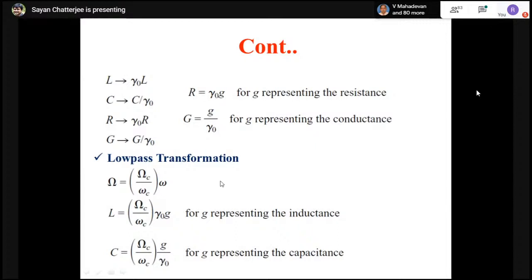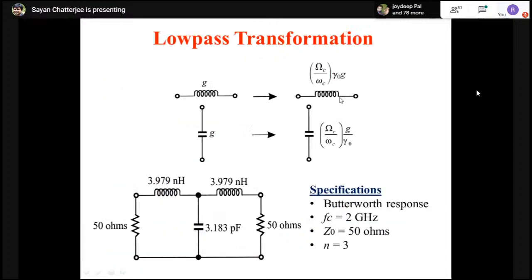So you can see previously you have G0 removed, then G1, G2, G3, and every G1, G2, G3 may be either an inductor or a capacitor. But now after transformation, as it is a low pass, in terms of this omega, omega C and gamma, you will have certain scaling, and after scaling you will see that an inductor remains as an inductor.